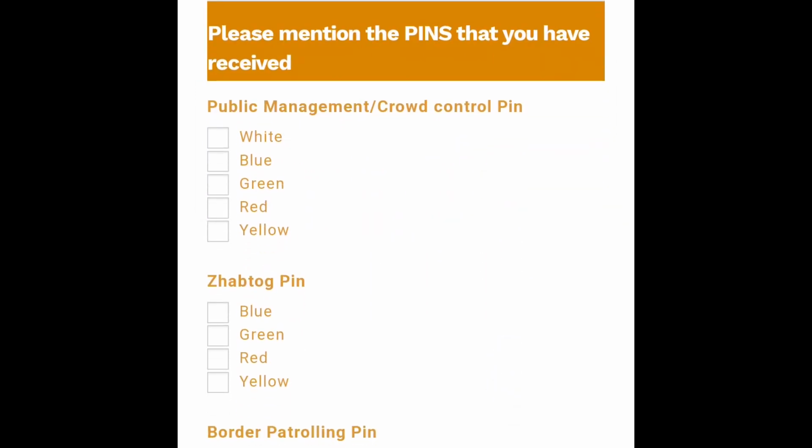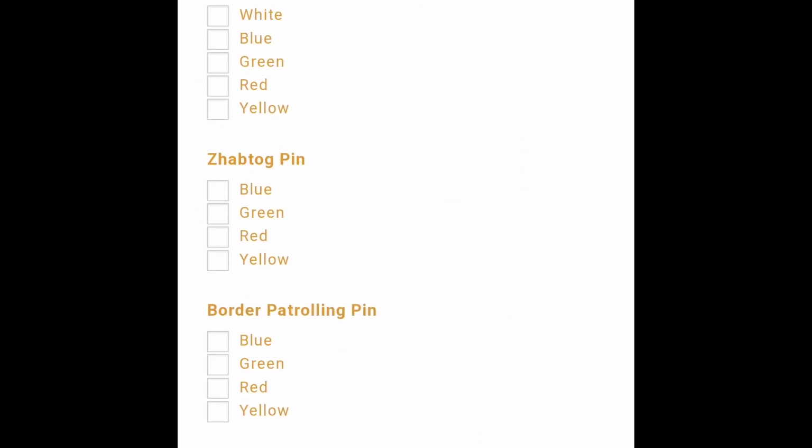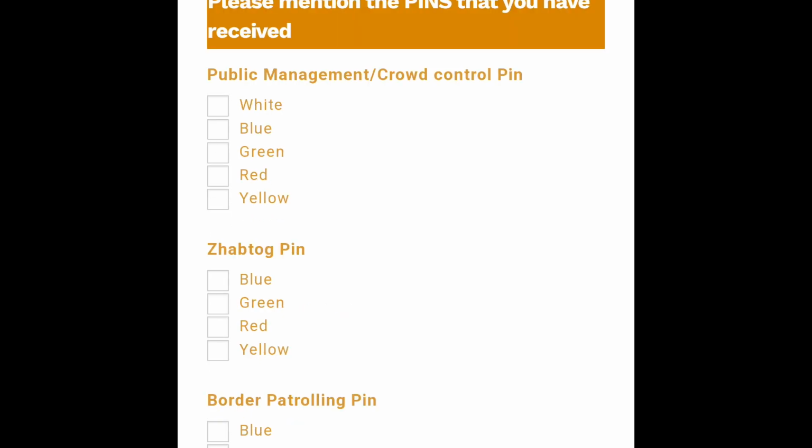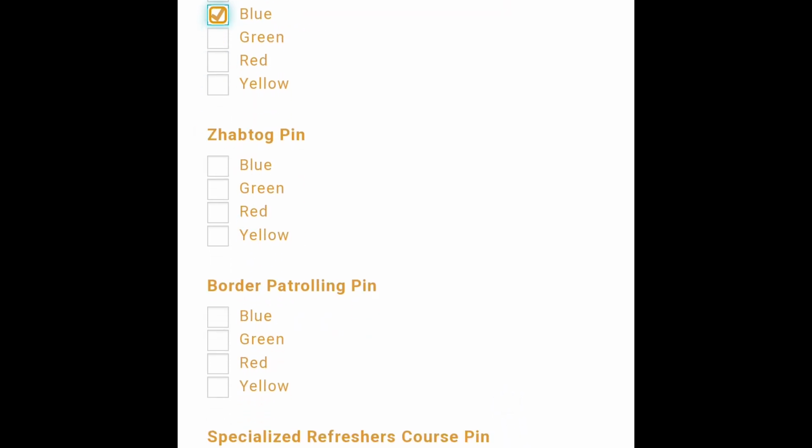And here comes the last question, asking you whether you have received any listed pins or not. For example, if you have received crowd control white and blue pins, then you have to select white and blue from the checklist.